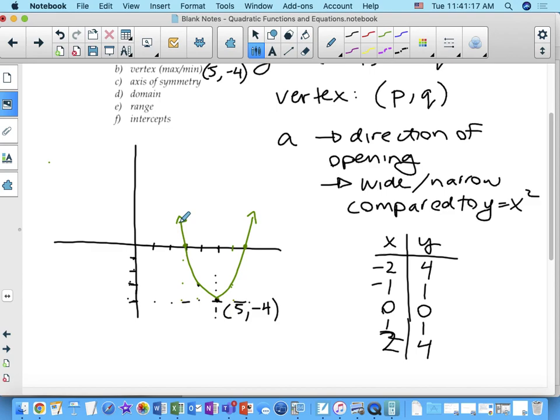Okay, now axis of symmetry. The axis of symmetry is the vertical line about which the graph is symmetrical. So if we were to draw that in, it would be the vertical line that the vertex goes through. Now how do we actually write that out in terms of an equation? Well, this happens to be the line x equals 5. Everywhere along this line, doesn't matter what the y value is, x is equal to 5. So this is the axis of symmetry.